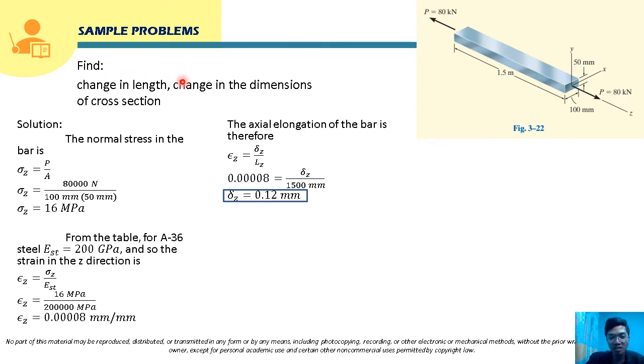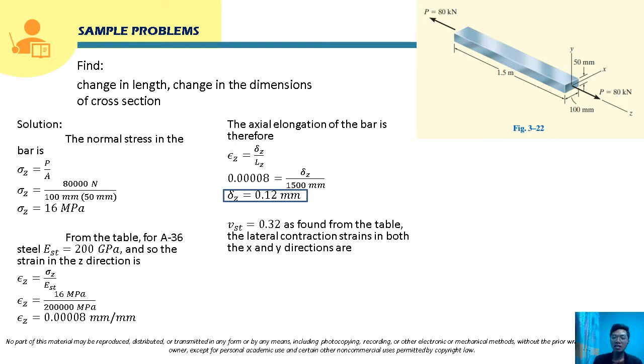Now for the second one, this is the change in the dimensions of the cross section. Again, if this bar will elongate, the cross-sectional area will decrease. So we are going to solve for the decrease in the length 100 millimeter and this 50 millimeter. In the table, as we know, it's already derived, the Poisson's ratio for an A36 steel, so that is 0.32 from the table.